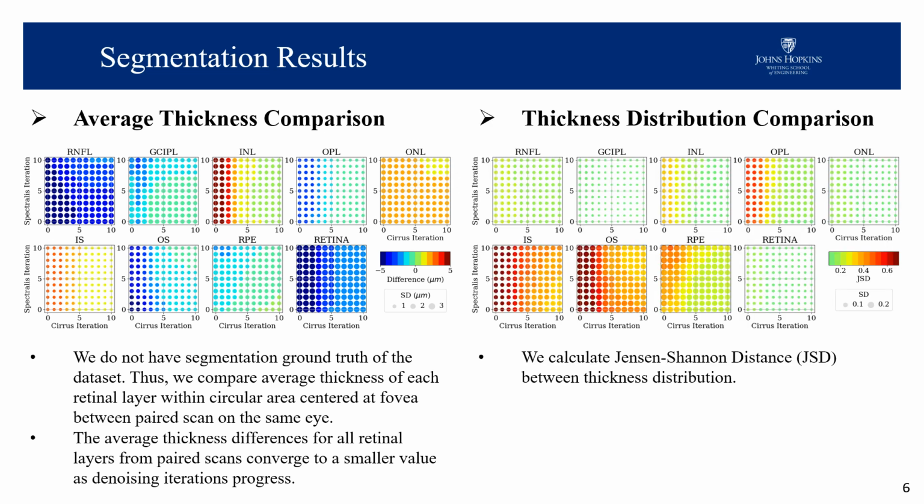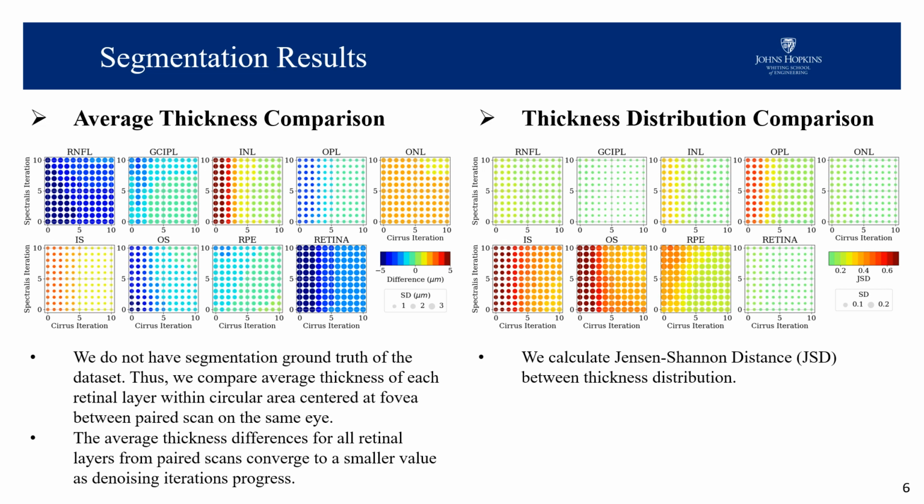Apart from comparing the average thickness, we also compare the thickness distribution of each retinal layer between the pair scans. In each scan, for each retinal layer, the thickness values within the same circular area centered at the fovea are converted to a thickness distribution. Then we calculate the Jensen-Shannon distance between the pair thickness distributions. The results are shown in the right figure.